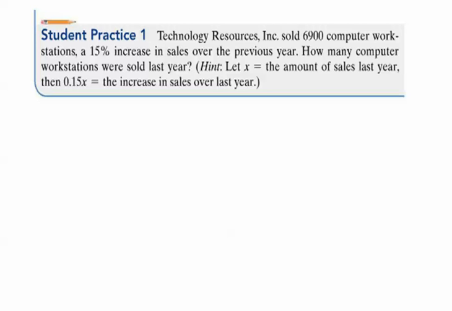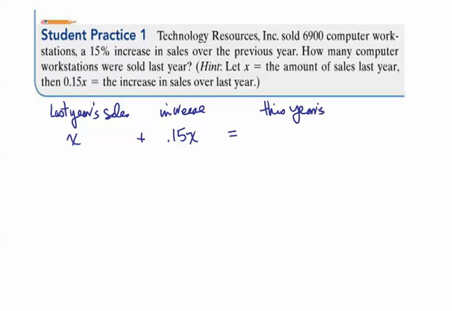Now they happen to give you the hint here to say let x equal the amount of sales last year. Then we know that on top of the sales from last year, we had a 15% increase. So they also tell you that if x is the sales from last year, then 0.15x will be the increase in sales over last year. So what we're going to have here is last year's sales plus the increase, and that would be 0.15x, is going to give us this year's sales, which we know to be 6,900.